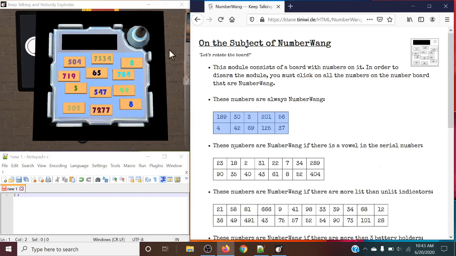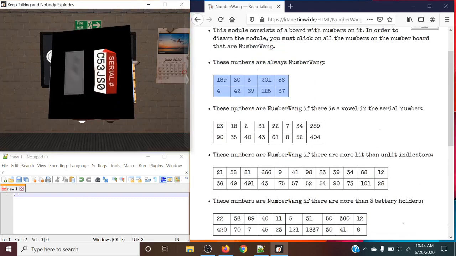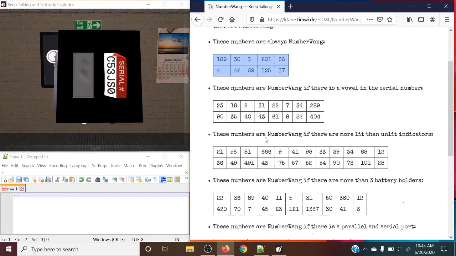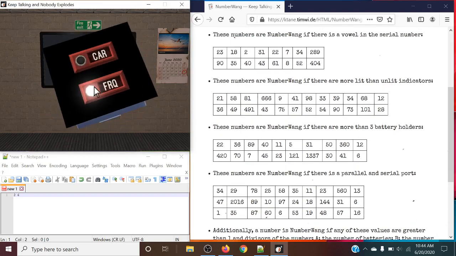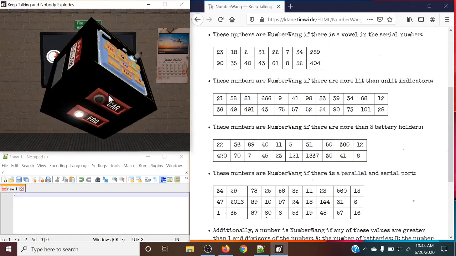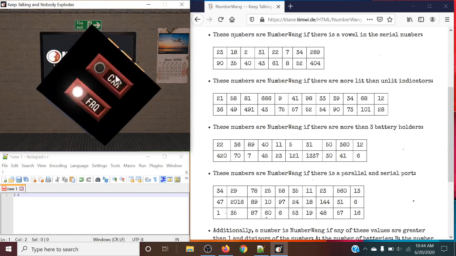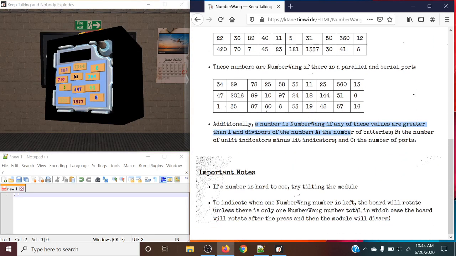So, let's do this again. Let's figure out what numbers are NumberWang. Do we have a vowel in the serial number? We do not this time again. More lit than unlit indicators? No, they are exactly the same. More than 3 battery holders? Nope, 1 again. And if there is a parallel and a serial? No. So let's be safe to assume that these rules are going to apply again.